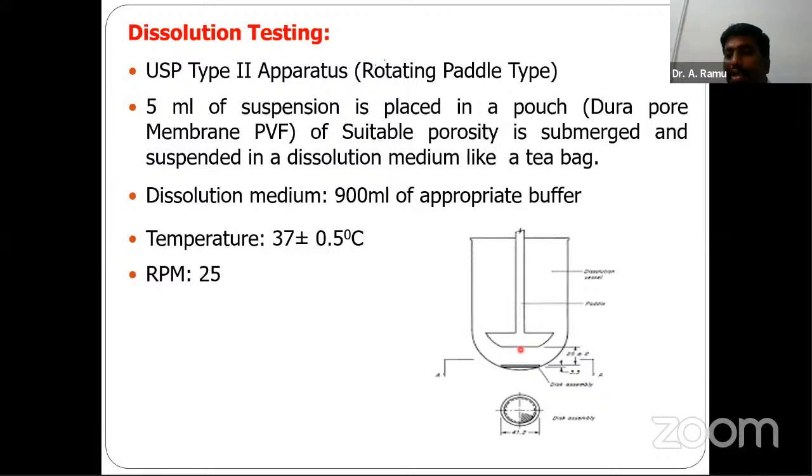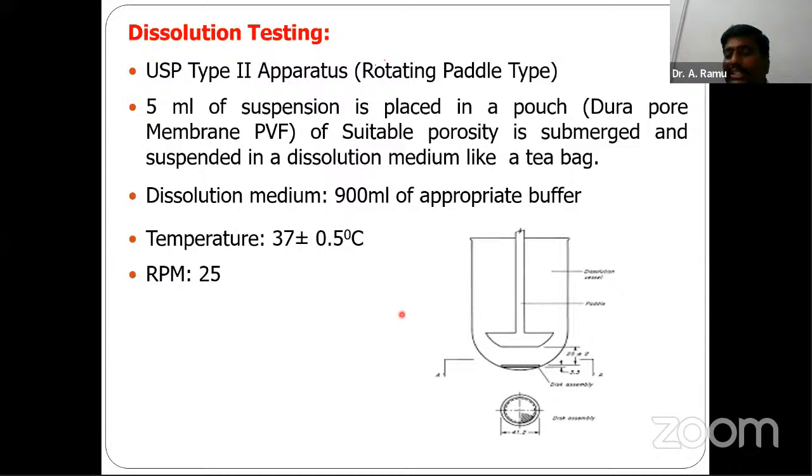Coming to how to perform the test. First of all, the USP type 2 apparatus, that is the rotating paddle type of apparatus, has to be cleaned and calibrated. In the paddle type of apparatus, the paddle will be rotating. We have to see whether the rotations are made as per the set parameters or not. That means if you are setting 25 per minute, it should rotate 25 revolutions per minute. You have to see whether the temperature is maintained properly at 37 plus or minus 0.5 degrees, and whether the time set on the dissolution apparatus is displayed in an appropriate manner.